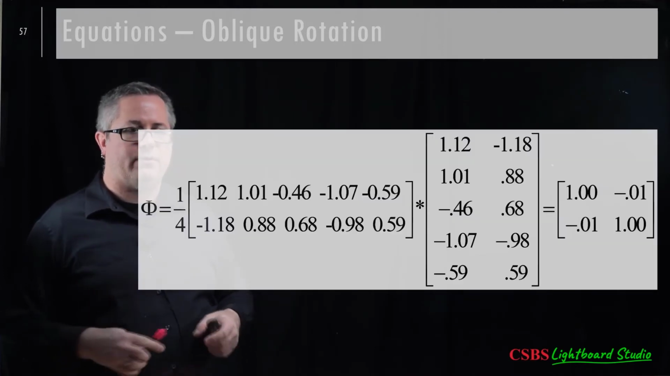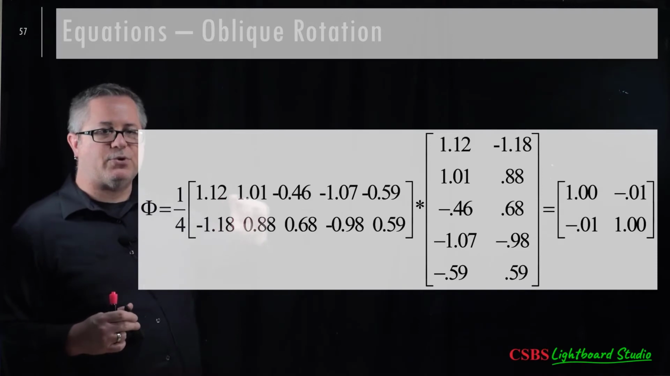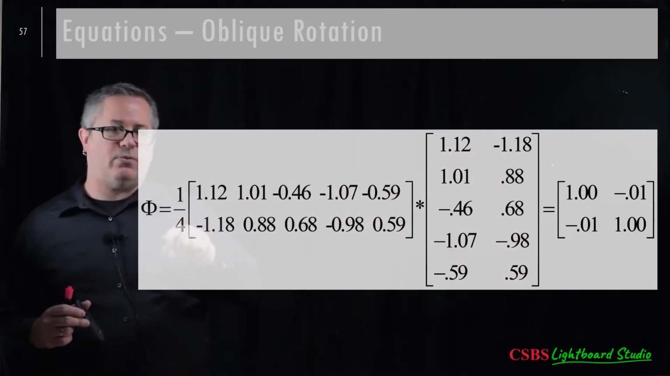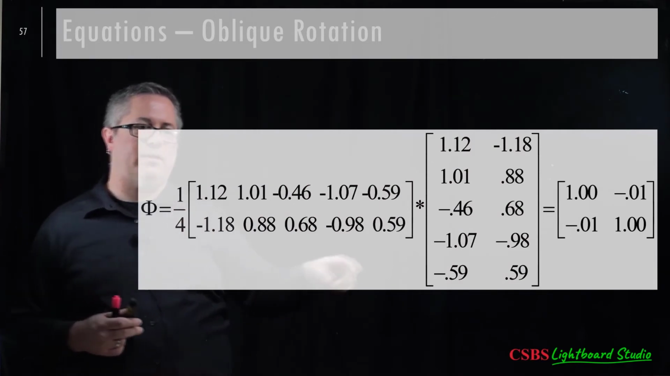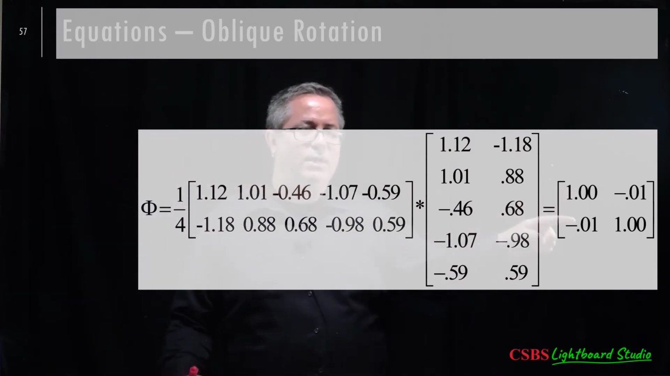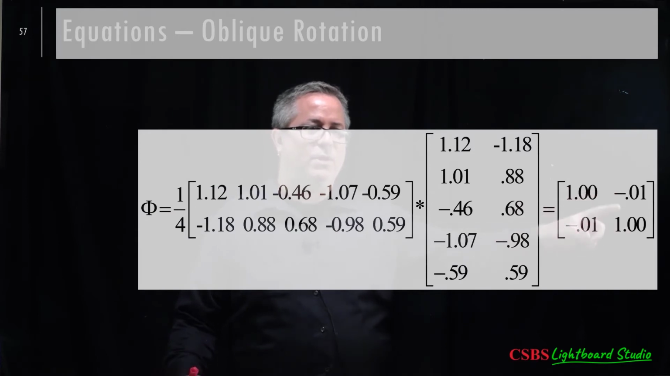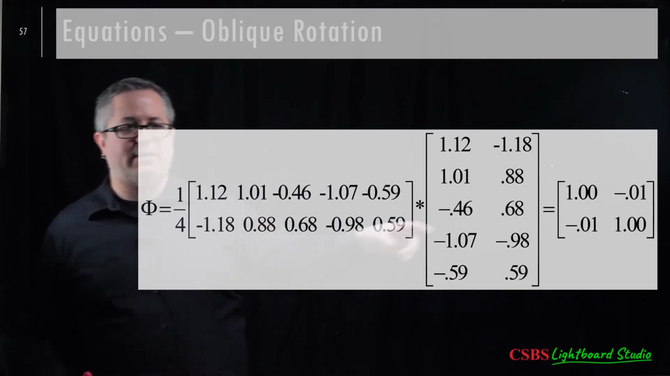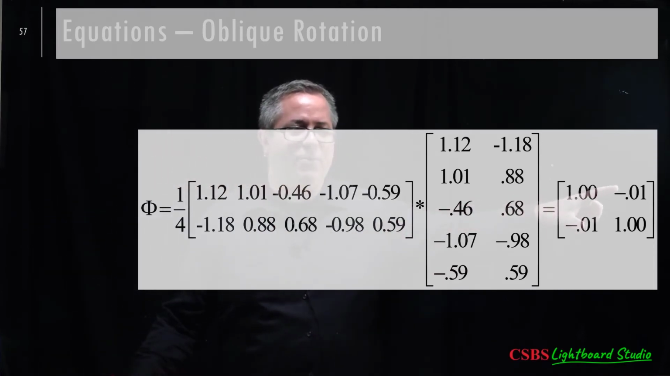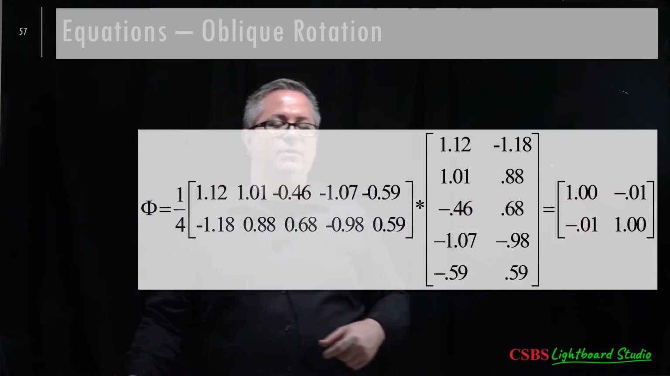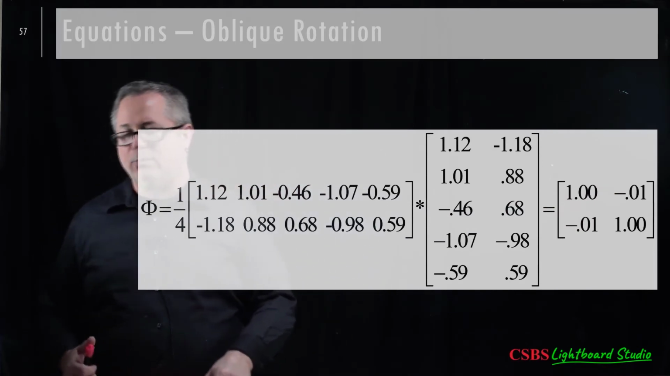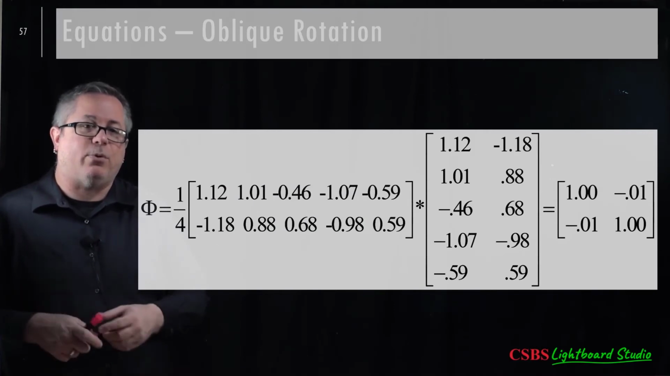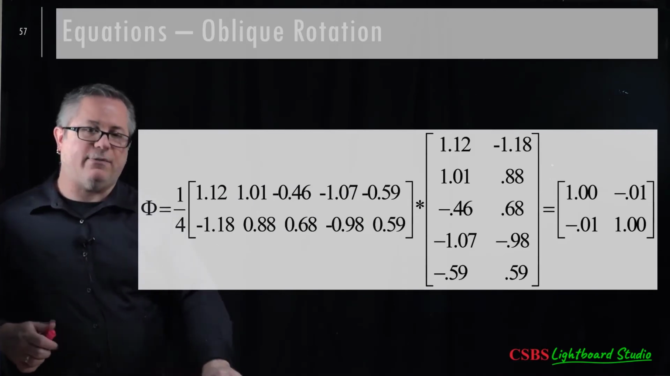So here are those factor scores times themselves, divided by n minus 1, and we get the correlation matrix here: 1, negative 0.01, negative 0.01, and 1. The reason we're not seeing a big change in the actual loadings is because these factors are correlated at negative 0.01. They're essentially 0. They're not correlated. So doing an oblique rotation on this particular data doesn't make a lot of sense because it's not really giving us any more information, but this is how it would be done if you needed to do it.